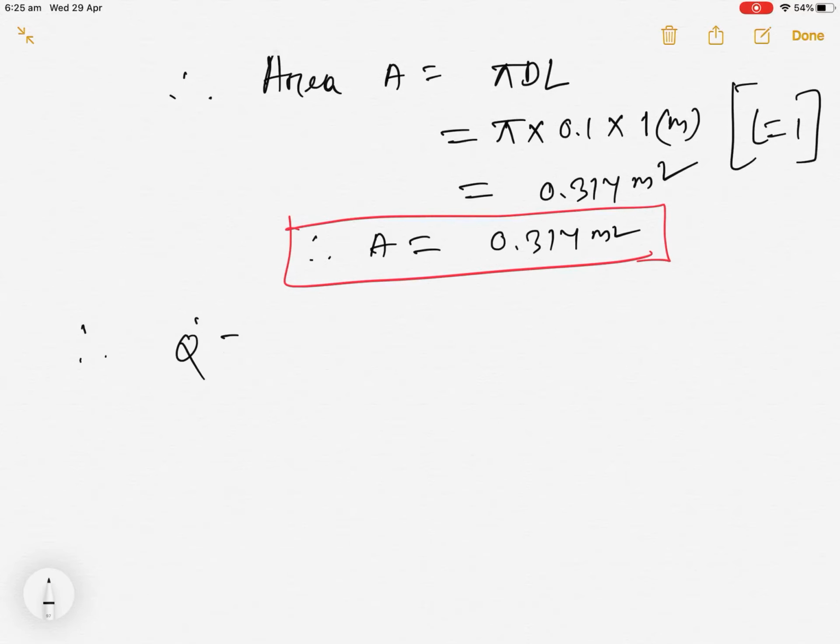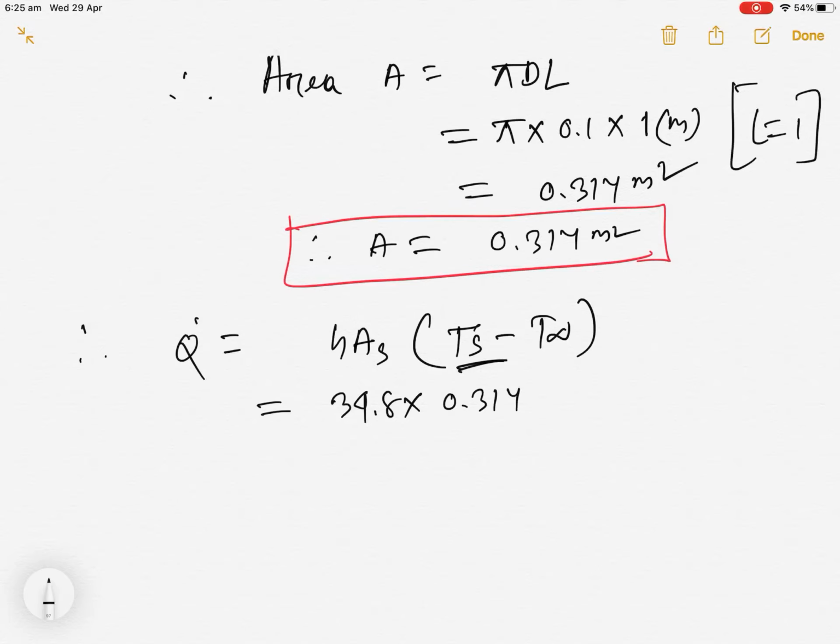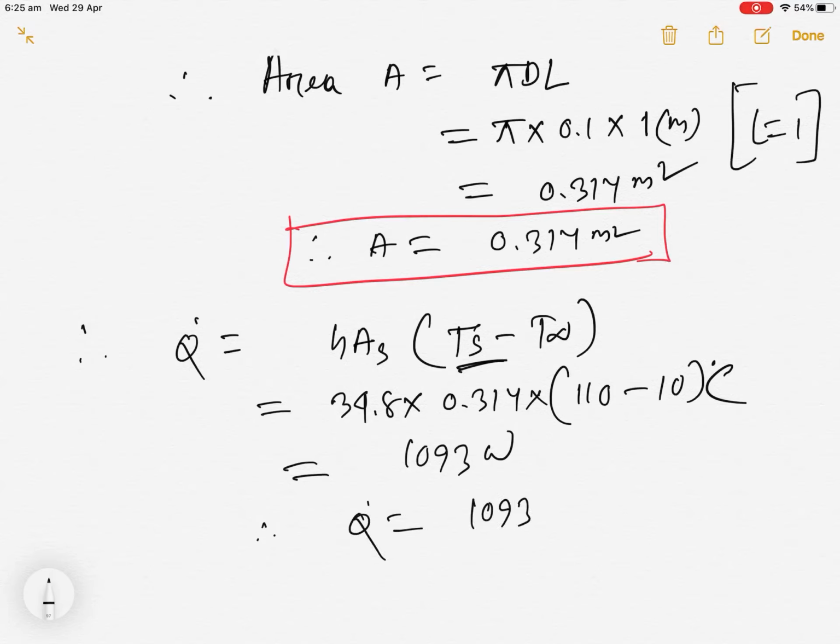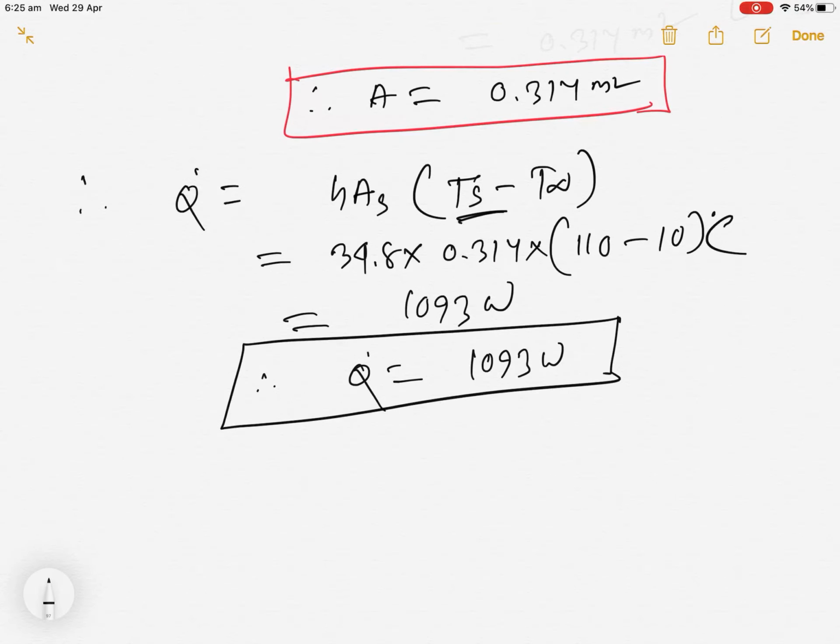What we can do now, the rate of heat loss from Newton's law of cooling is h, A is surface area, and the temperature difference. Here surface temperature is higher, so we will write the surface temperature first. So h equal 34.8, and the area is 0.314, and the surface temperature is 110, and this is 10 degrees centigrade. So we'll get the rate of heat loss is 1093 watt. So this Q is 1093 watt. Alright, so we got the rate of heat loss.